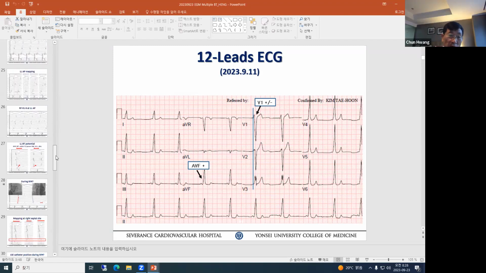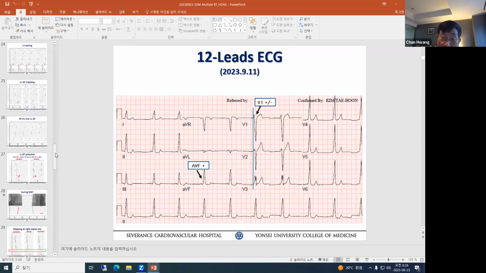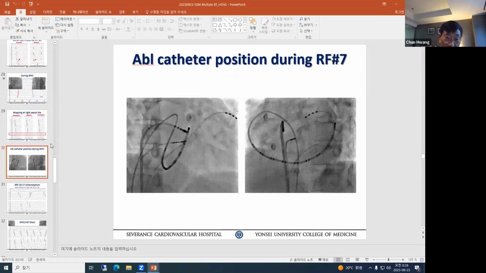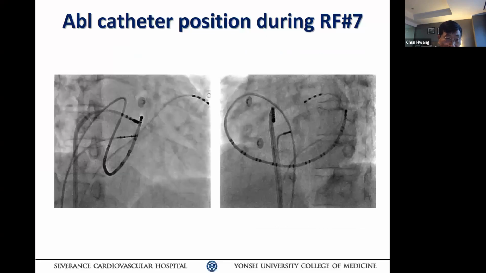Good news for you, it is away from the His bundle. But if V1 is a QS, no, then you've got trouble. That's a message I want to give to you. The next time you look at the 12-lead ECG and suspect a pathway somewhere anterior, anteroseptum, if the R wave has a V1, good for you. It's going to be toward the free wall, so you don't have to worry about the His bundle.